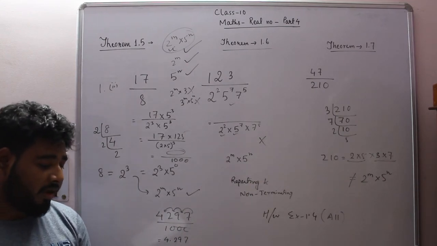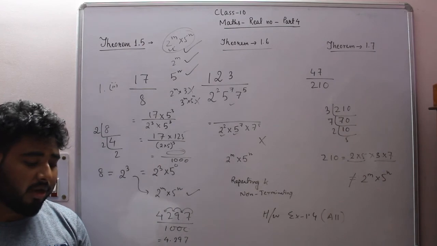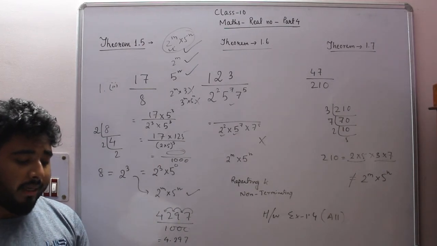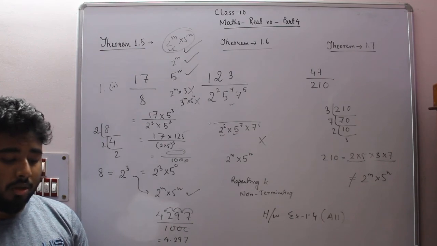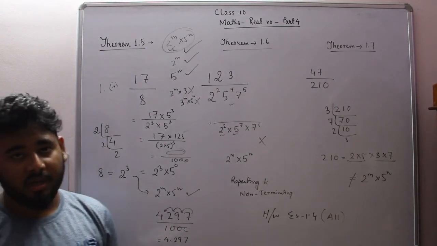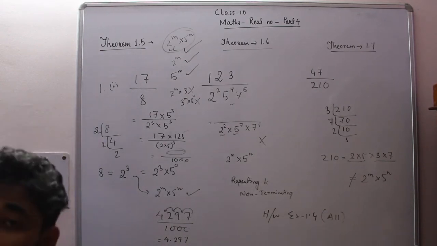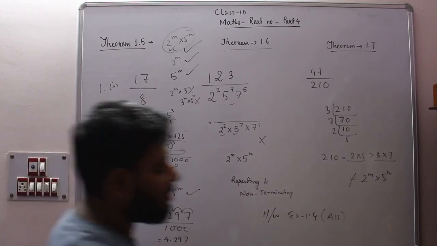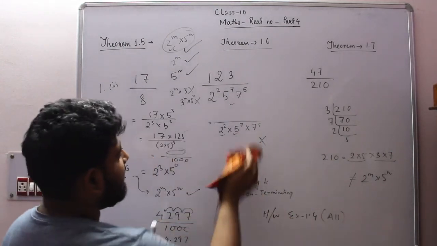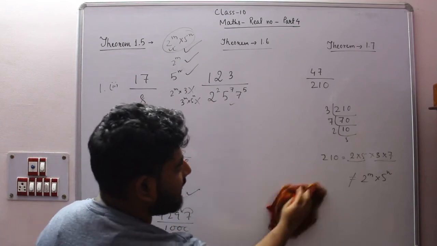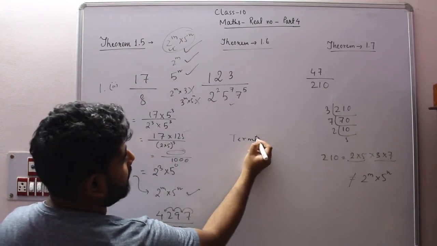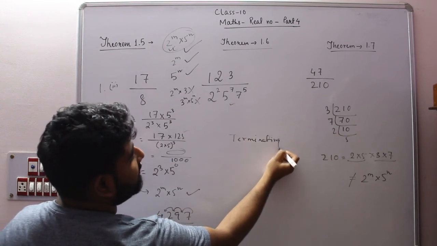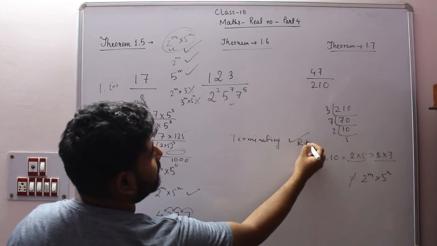Now question number 3, the following real numbers are given below. In each case, decide whether they are rational or not. So if it is terminating, that means it is a rational number. Yes, we have already got this, that if a number is terminating, then it is obviously a rational number.